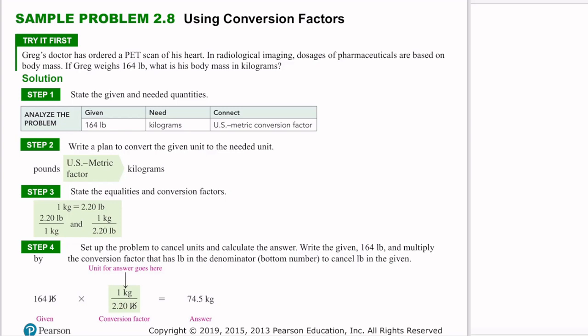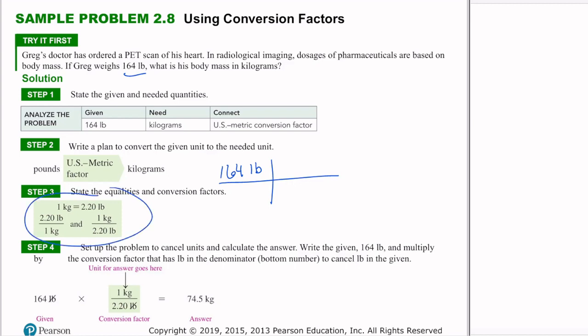Let's use some conversion factors. Greg's doctor has ordered a PET scan of his heart. In radiological imaging, doses of pharmaceuticals are based on body mass. If Greg weighs 164 pounds, what is his body mass in kilograms? In this problem, we need to take 164 pounds and convert it to kilograms. So we're starting with 164 pounds. We know that 2.20 pounds is 1 kilogram.